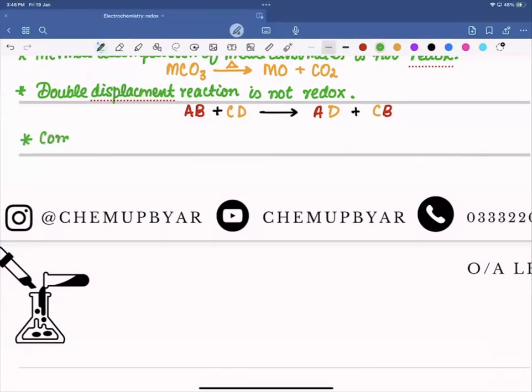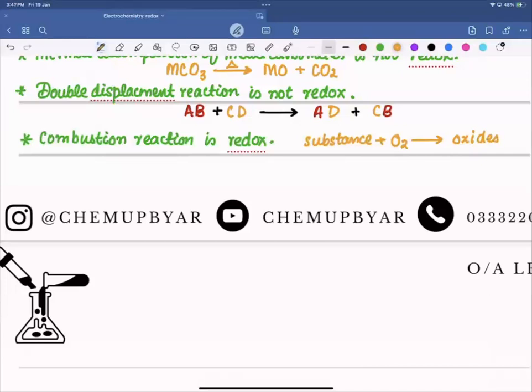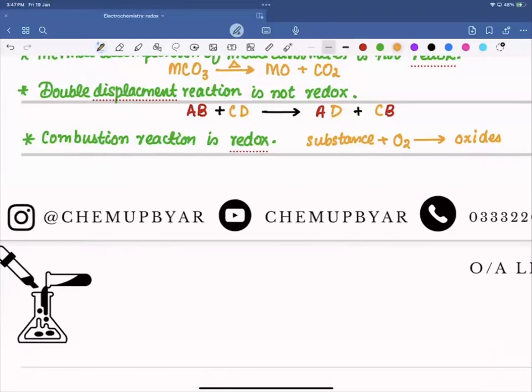Now, what about a combustion reaction? Is it redox or not? Remember, a combustion reaction is always redox. Because in combustion, we have some substance that reacts with oxygen, and as a result, the elements present in the substance form oxides. So this is always a redox reaction.